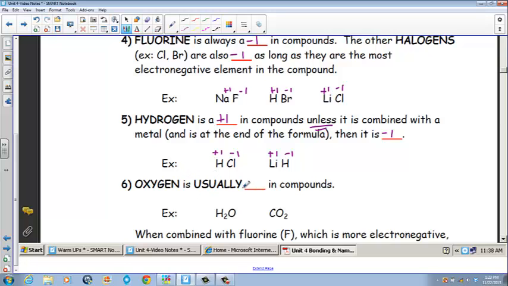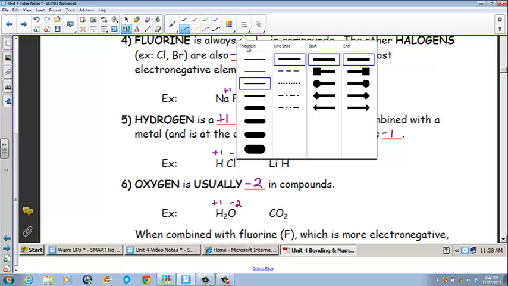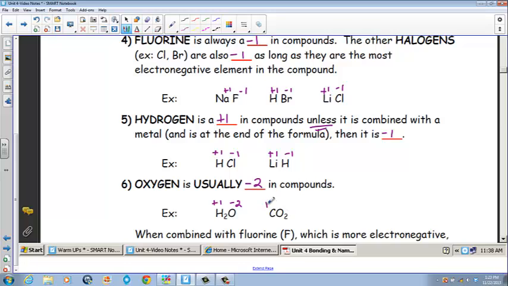Oxygen is usually a -2. Hydrogen, +1. Oxygen, -2. There are 2 hydrogens, so that will give us a +2, and with the -2 that equals 0. Carbon will be a +2 in this case. No, +4, I'm sorry. So this has to be a +4 because oxygen is a -2 and there are 2 of those. To balance that out, it's a +4 there.